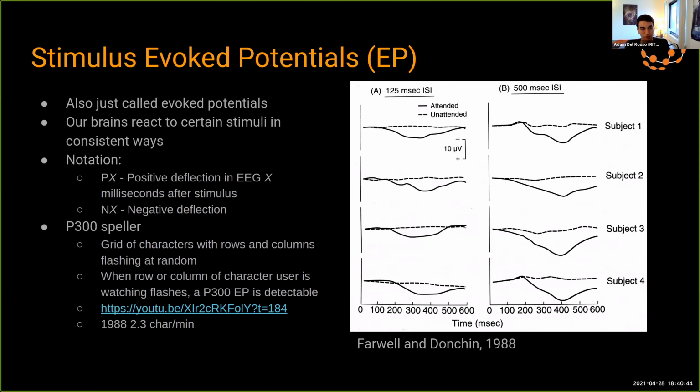Now this is moving into the synchronous modality that I said before.